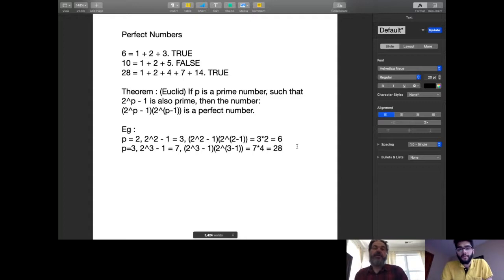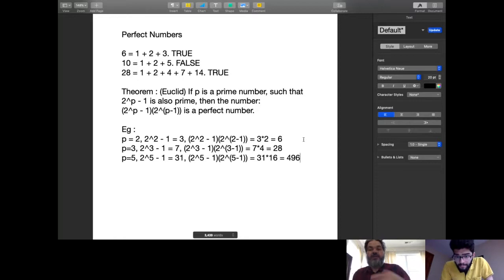It's the next prime now, p equals 5. And when p equals 5, let's check 2 to the p minus 1. What's 2 to the 5 minus 1? 2 to the 5 is 32, minus 1 is 31, and it is a prime. So now if we compute this number, 2 to the 5 minus 1 times 2 to the 4, it's 31 times 16, and this equals 496. That's why I said up to 400, there's no other perfect number. The next perfect number is 496.